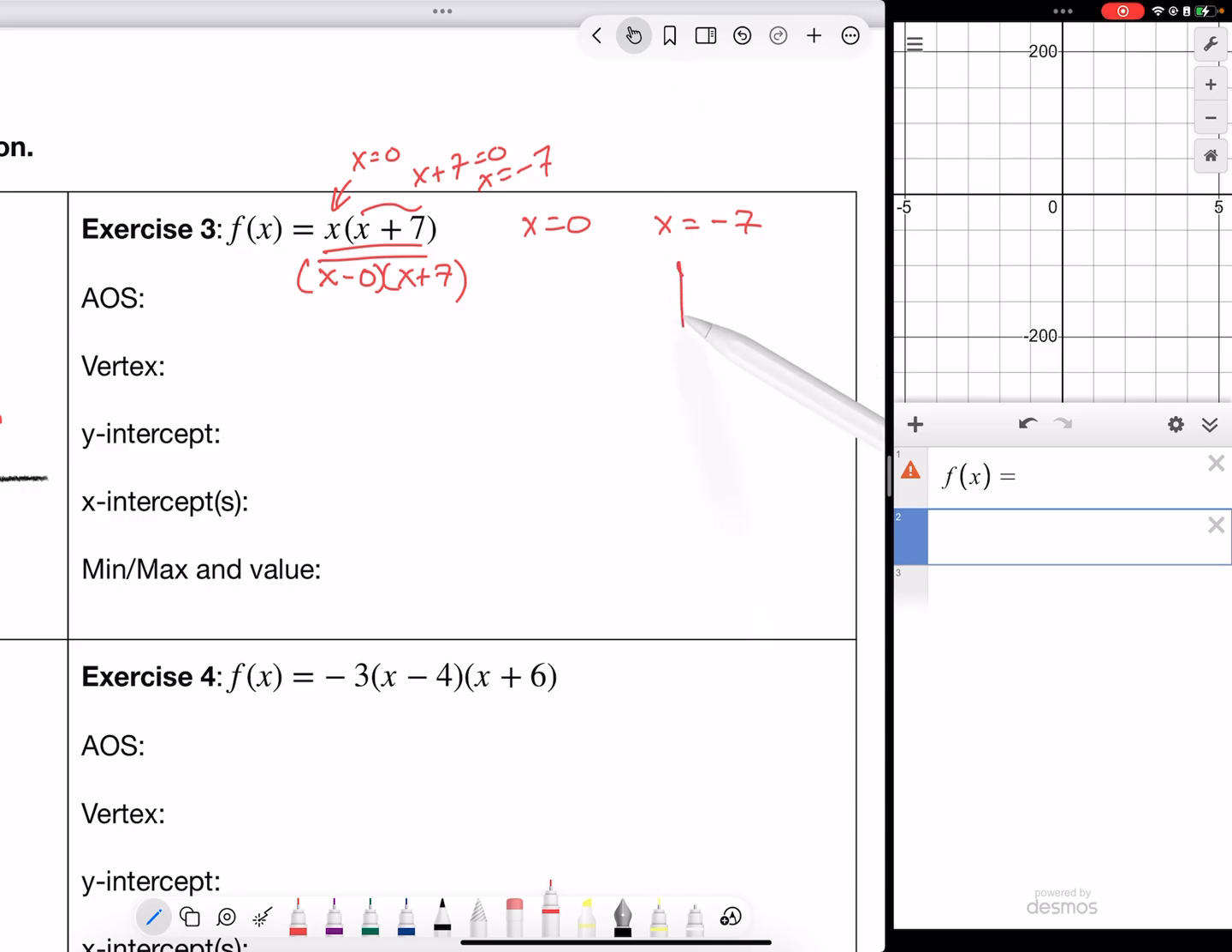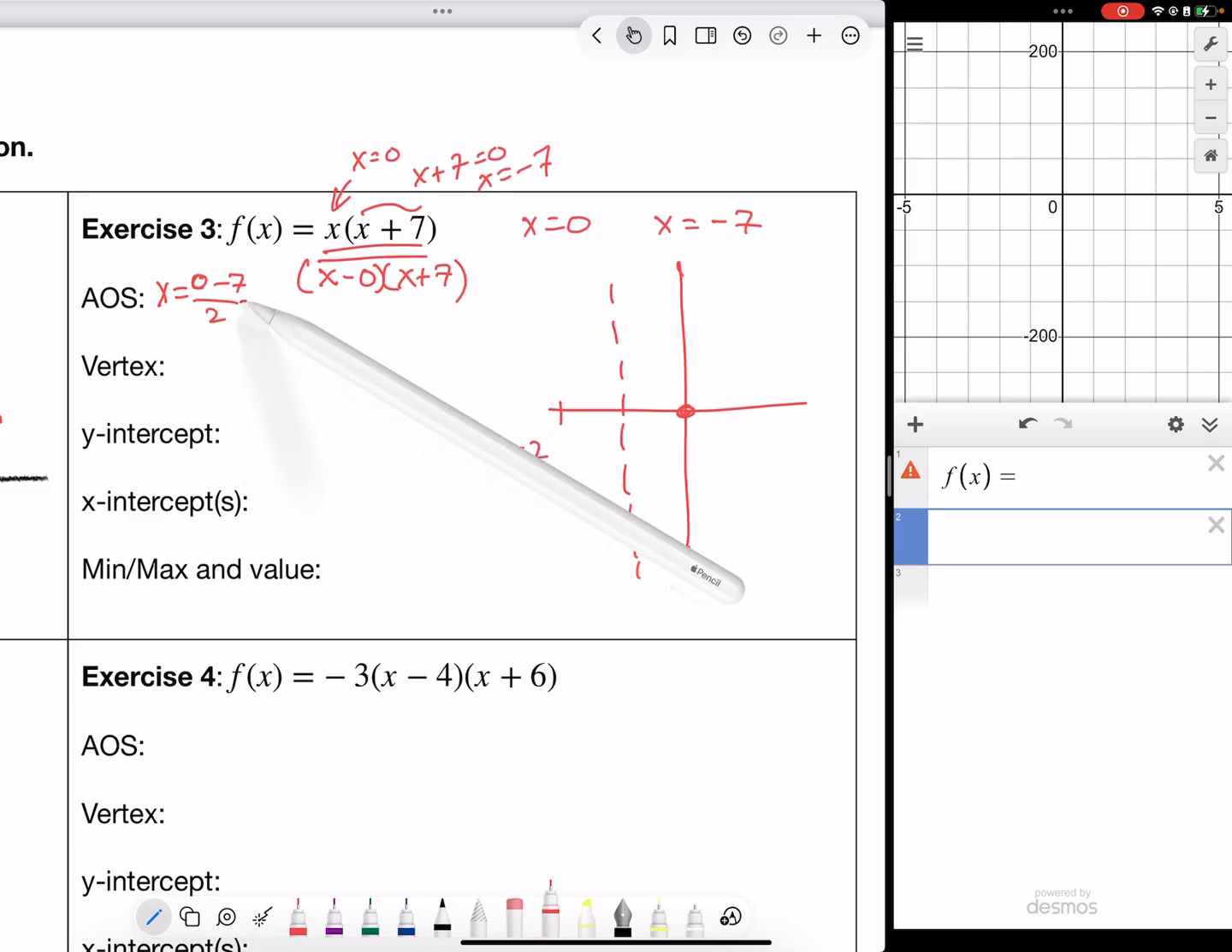Alrighty, so now graph 0, -7. Ooh, this is not going to be pretty because that means my axis is going to be some fraction here. Okay, I can find it. I just take my x's, add them together. -3.5. So there's the axis of symmetry. So we got x equals -3.5.